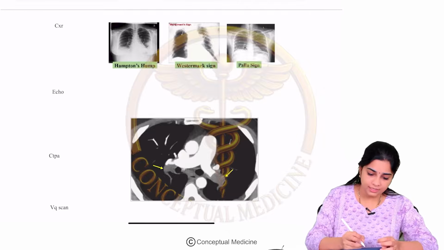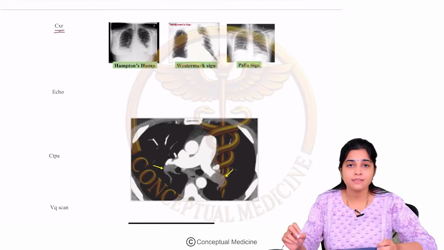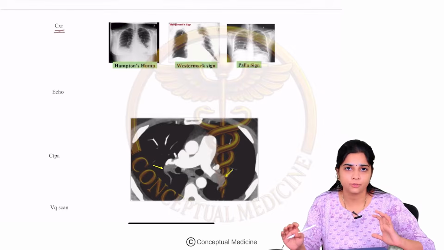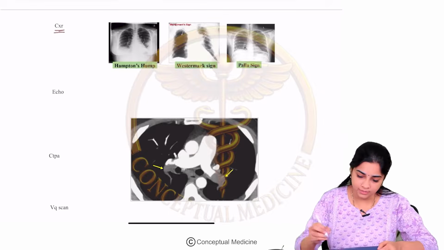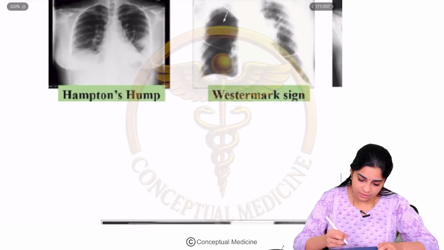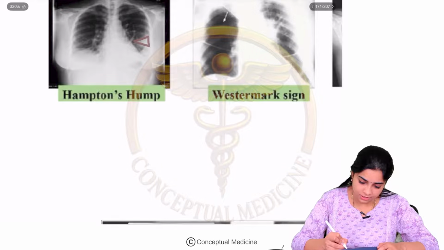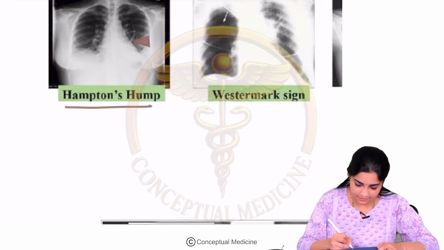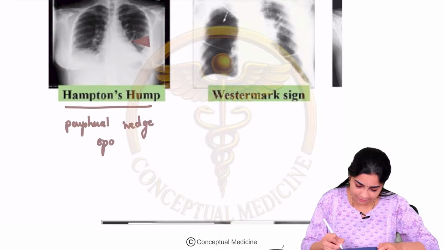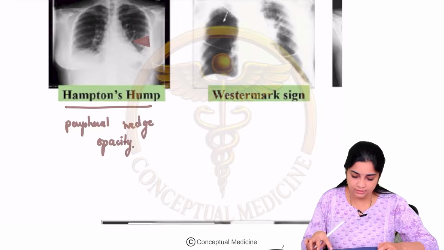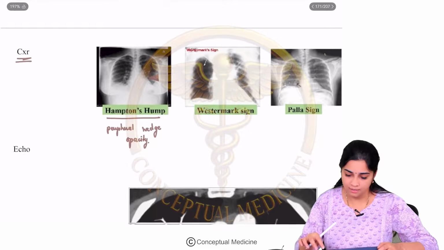So let us look at the X-ray findings. These are some of the named signs that you should be aware of when it comes to PTE. Can you see in this image, there is a peripheral wedge-shaped opacity. This is what we call the Hampton's hump. A peripheral wedge-shaped opacity in PTE is called the Hampton's hump.